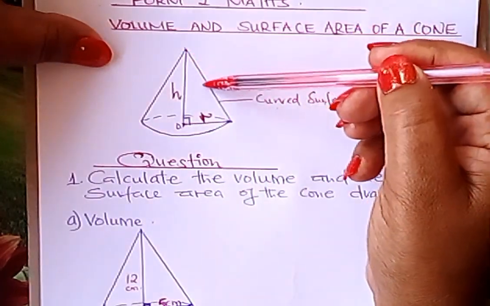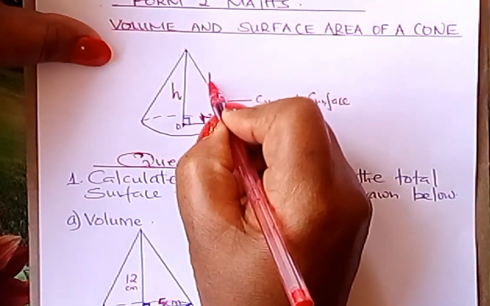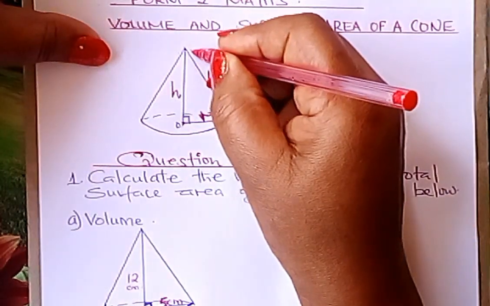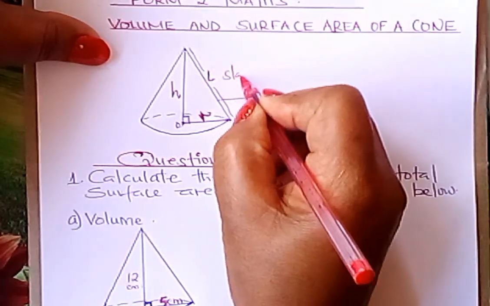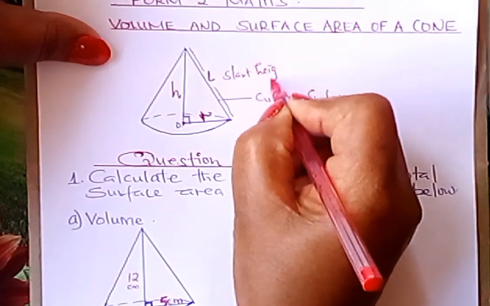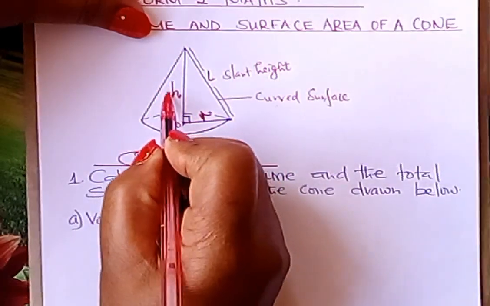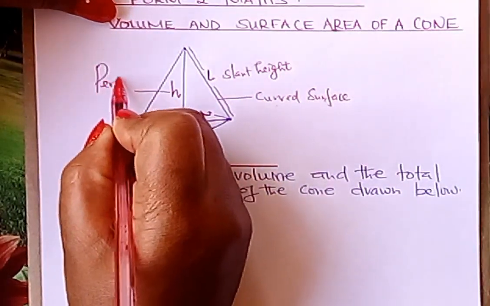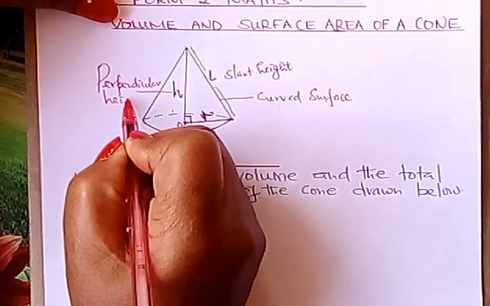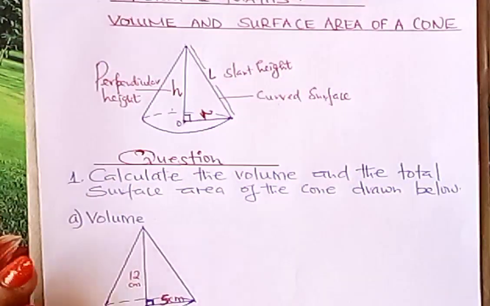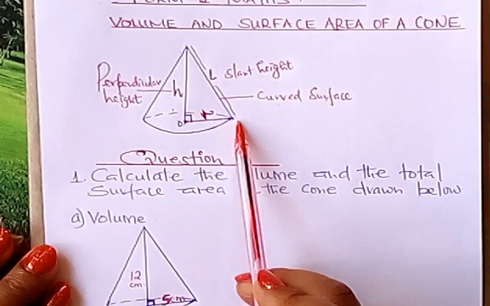Then we have this height here, which is slanting. It is symbolized as L. That height is called the slant height of the cone, and this one is called the perpendicular height of the cone, or simply the height of the cone. So a cone has a radius, a height, and the slant height there.